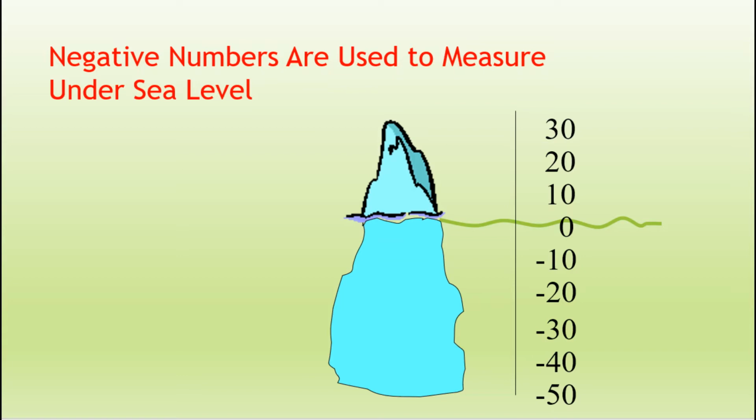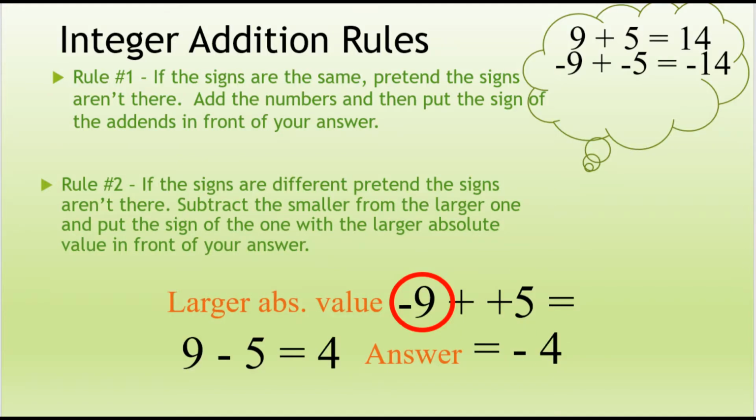Negative numbers are used to measure under the sea level. You can see in the figure there's a sea level defined. If I go below 0, that will be minus 10, 20, 30. We are going towards negative side, and we are coming up above the level is the positive values 10, 20, 30.